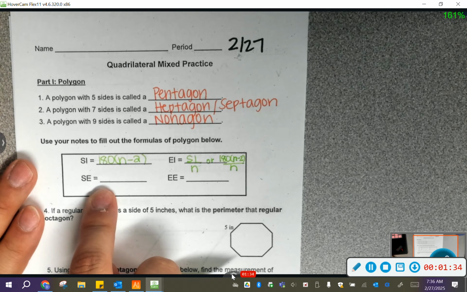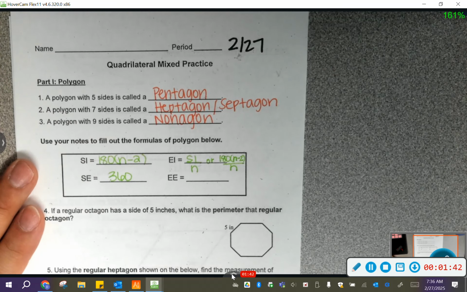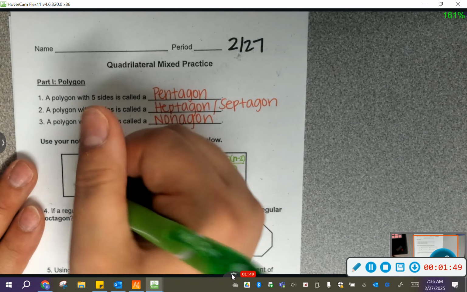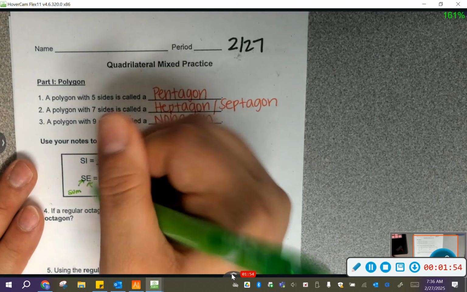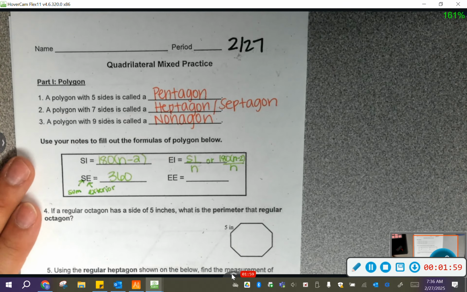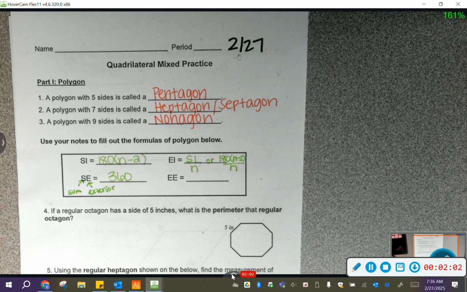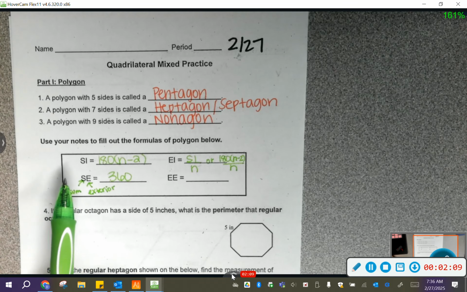SE is actually not going to be given. It's going to have to be a question. Y'all, what is SE no matter what? 360. What does S and E stand for? What does S stand for? Sum. So if you see the word sum of the exterior, that's 360. It's not going to say, what's the SE? It's going to say, what is the sum of the exterior? And again, it's not going to say, what's the SI? It'll say, what's the sum of the interior?